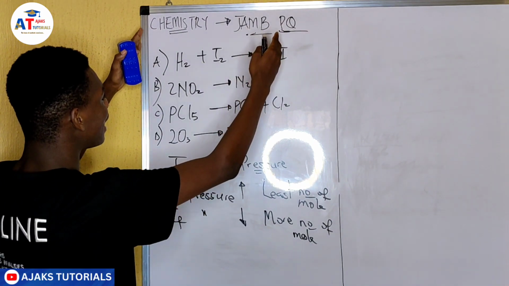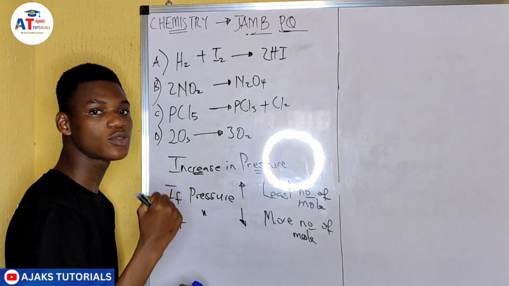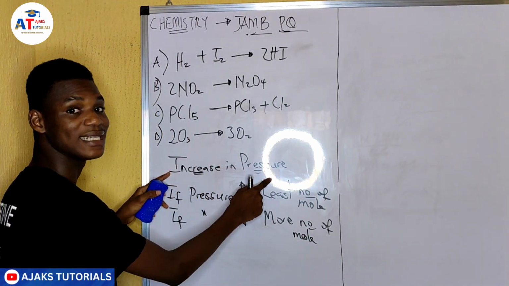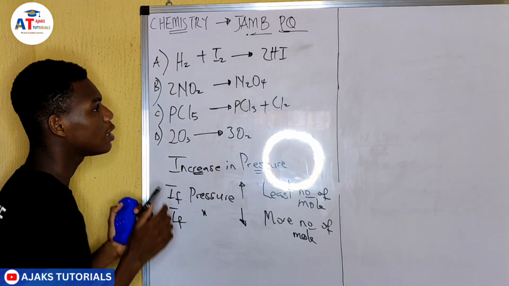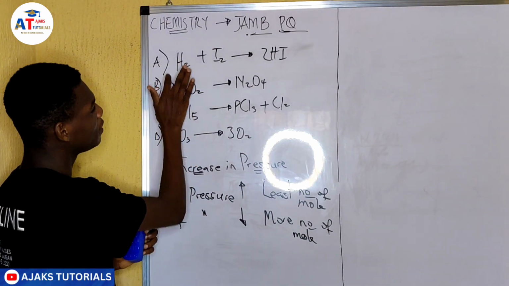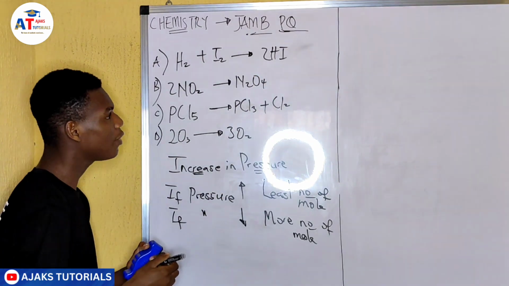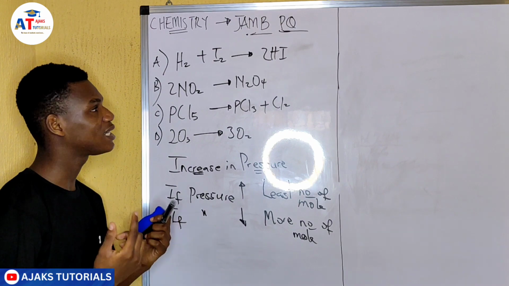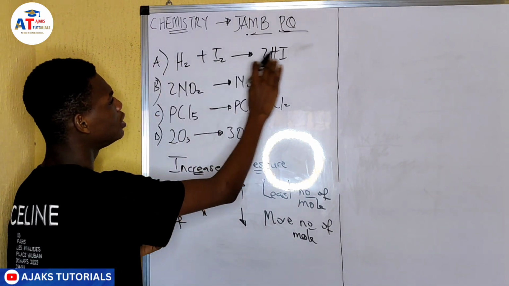Now, we are going to look at this whole system and see which of them will favor the right if pressure is increased. Do you get it? Now, let's go. Let me start with option A. I'll do all of them one by one so you can understand the meaning of least number of moles. We have H2 and I2 to give 2HI. Now, if I increase pressure in this system, what is going to happen? That's basically what they are trying to tell us to do.